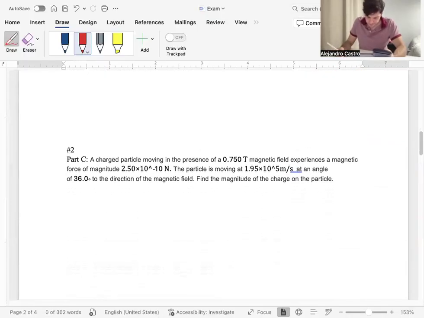Okay, part C. A charged particle moving in the presence of a 0.750 T magnetic field experiences a magnetic force of magnitude 2.50 times 10 to the power of minus 10 Newton. The particle is moving at 1.95 times 10 to the power of 5 meters per second at an angle of 36 degrees to the direction of the magnetic field. Find the magnitude of the charge of the particle.